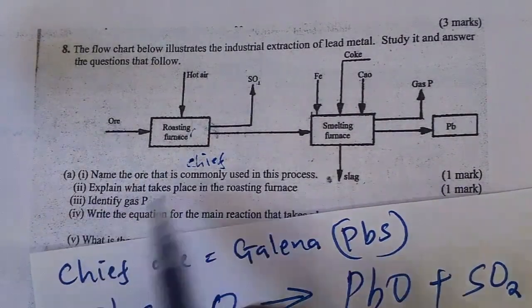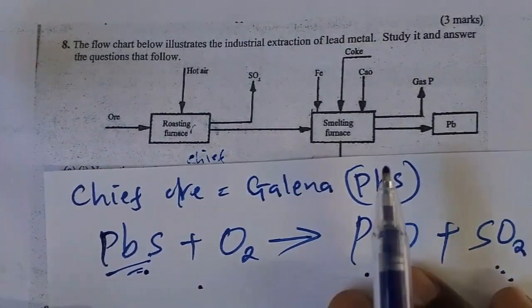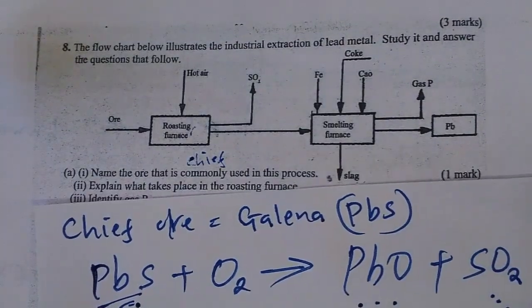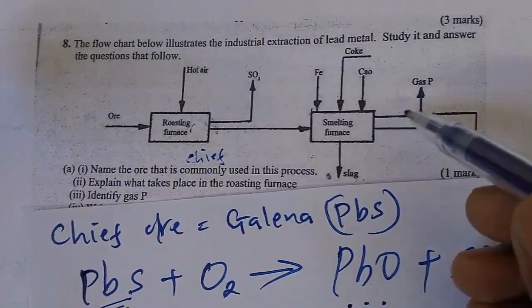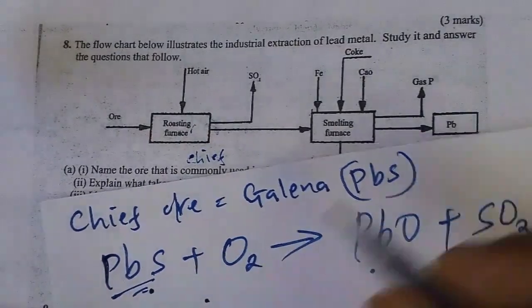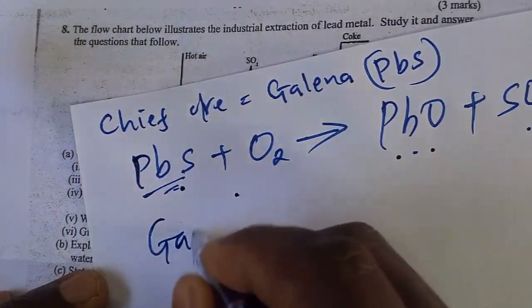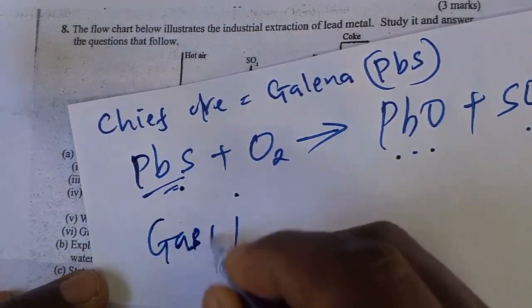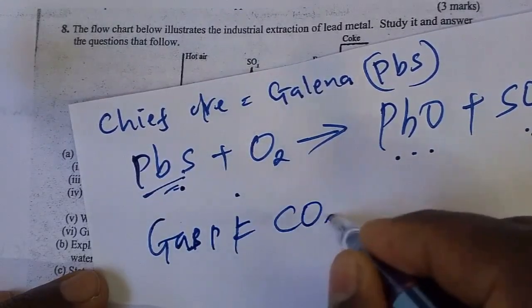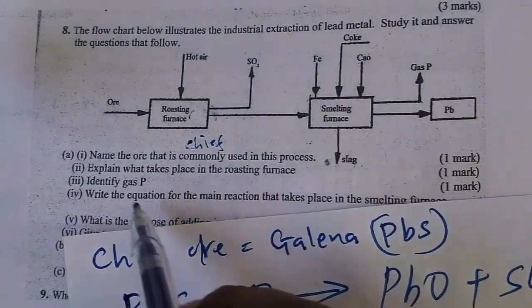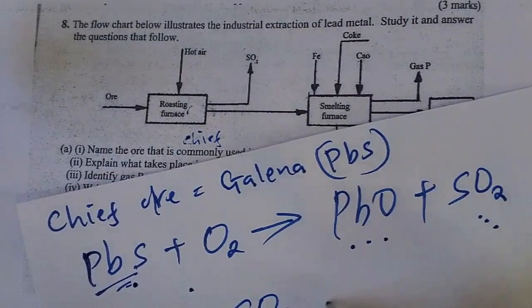Identify gas P. Gas P is carbon 2 oxide or carbon 4 oxide. So gas P is CO2, but you are told to identify. To identify, you can use even the chemical formula.